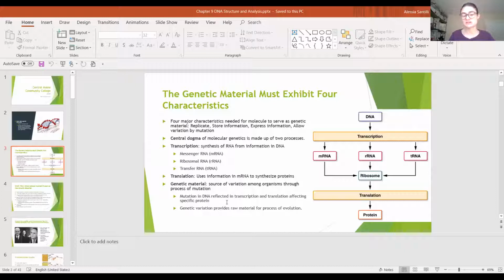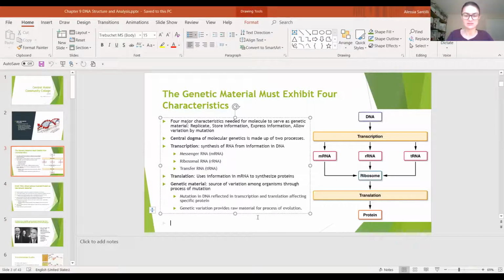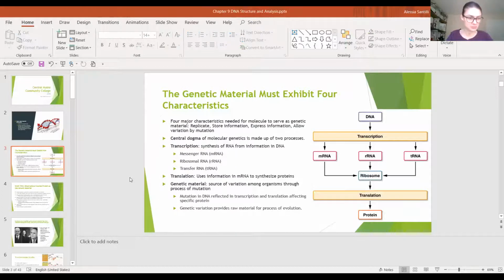Mutation in DNA is reflected in transcription and translation, affecting the specific protein. So once we mutate the genetic material, basically the DNA, through the process of the central dogma of life, through expression, transcription, and translation, that mutation will be carried through to the protein. And so the person is going to phenotypically express that adaptation, that mutation, be it a beneficial mutation or a bad mutation. And then the genetic variation provides raw material for the process of evolution. And again, evolution, continuity of life, pretty important.